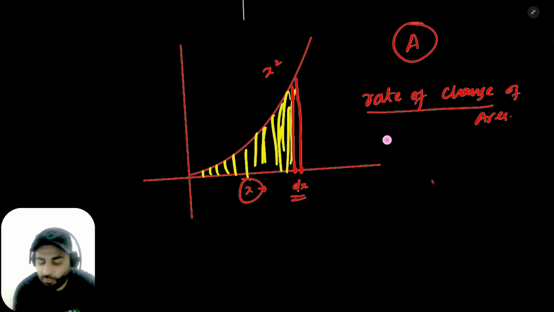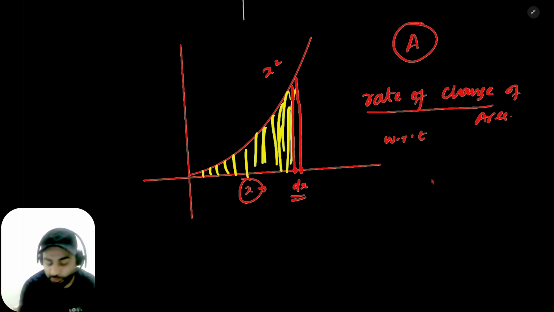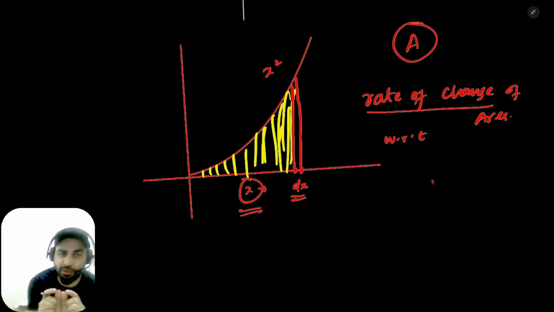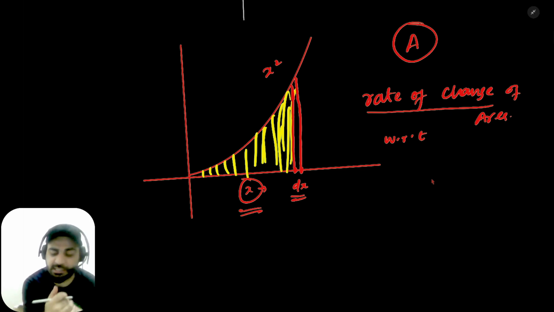We write that with respect to what? Because you are changing something and you are seeing the effect. So you are changing x over here, and then you are seeing the effect on the area. You're trying to change this x, and you are trying to see what will happen to this area. If I change this x slightly in the positive direction, if I increase the value by dx, how much will the area increase? That's the question you are dealing with.